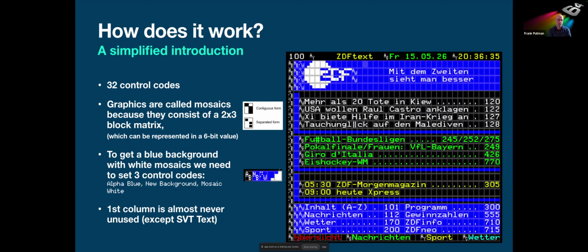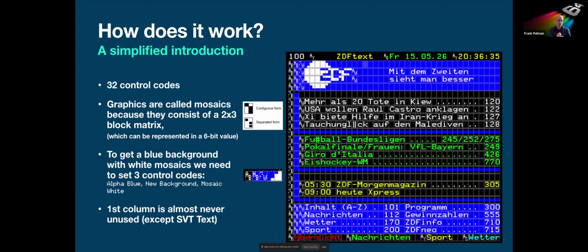So, for example, if you want to have a blue background with the white mosaics, you need to set 3 control codes, like the ZDF logo you see on screen. First, you have to set the blue color. Then you have to set new background as a second character. And every control code, that's important to say, takes a character on the screen. And that's why the first column is always black on Teletext, except SVT from Sweden.